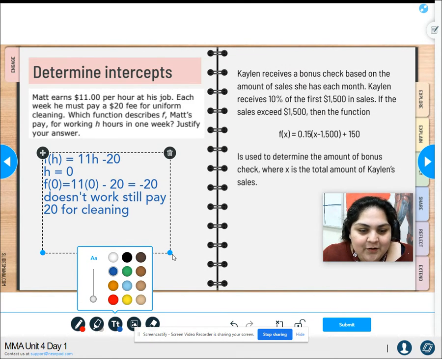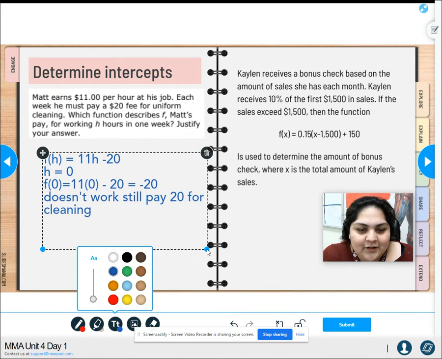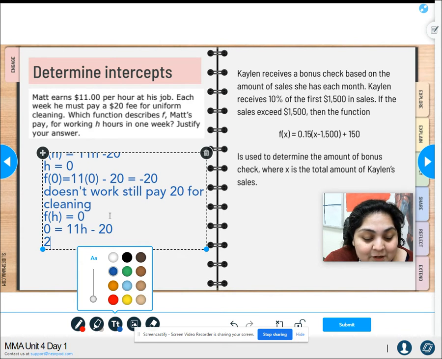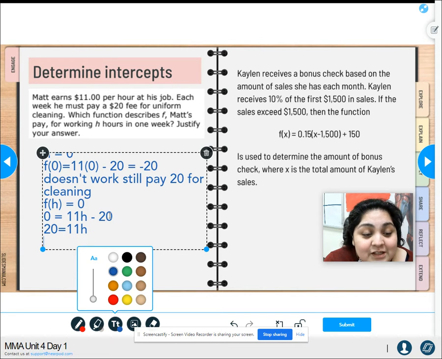Make this a little bit bigger. There you go. All right, what about the x-intercept? Well, the x-intercept is when f of x is 0. So we would say 0 equals 11h minus 20. I add 20 to both sides, so I get 20 equals 11h. Divide each side by 11, and I'm going to get 1 point.